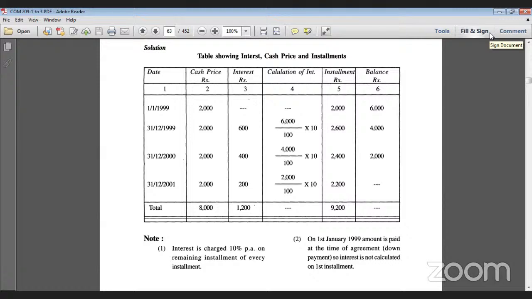6,000 into 10 divided by 100. So the final installment will be 2,000, 2,600, 2,400, 2,200, and the balance will be 6,000, 4,000, 2,000. So it will be going for the 3-year process, and it will be owned by the buyer.